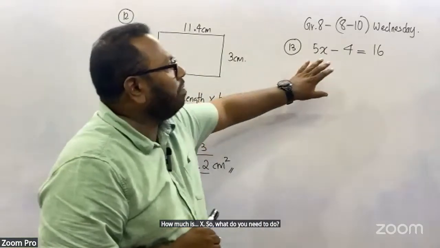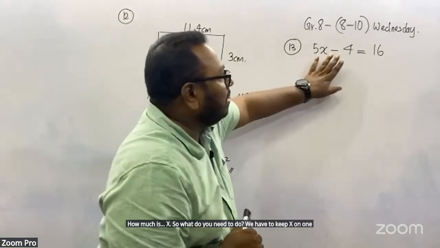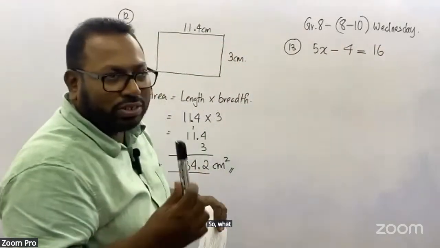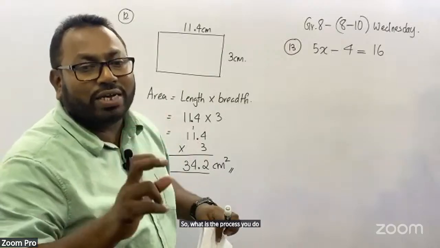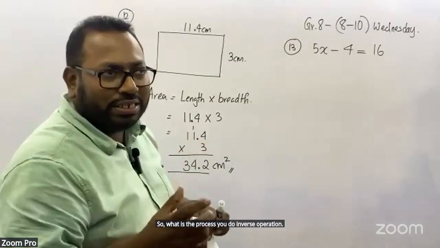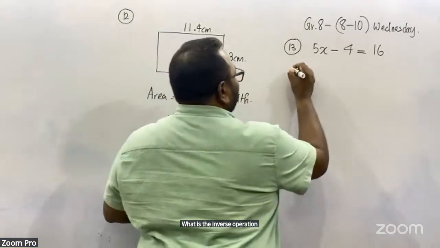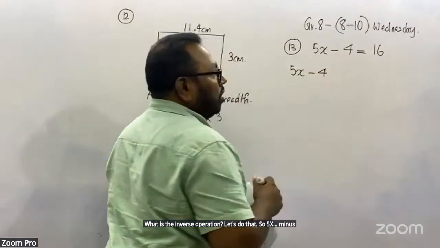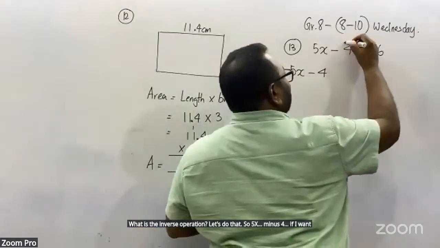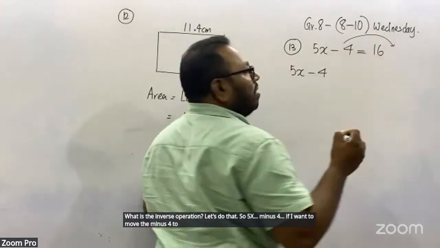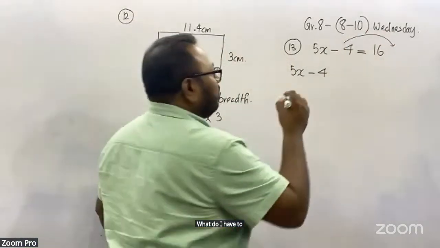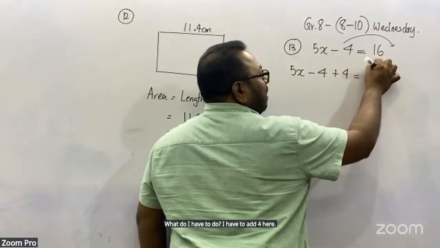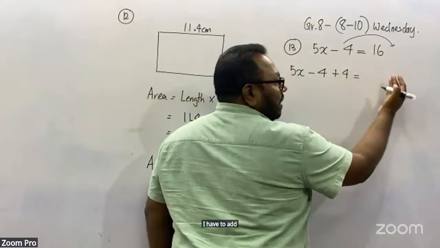We have to keep x on one side, take all the other numbers to the other side. So what is the process? You do inverse operation. What is inverse operation? Let's do that. So 5x minus 4. If I want to move the minus 4 to this side, what do I have to do? I have to add 4 on the other side of the equal sign.